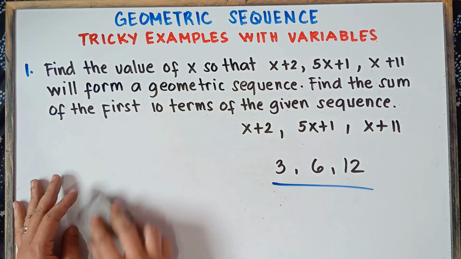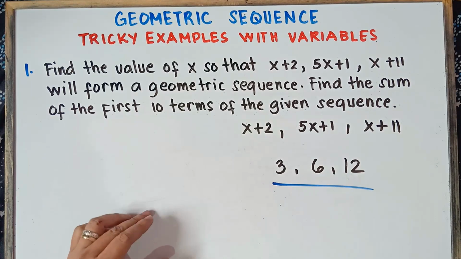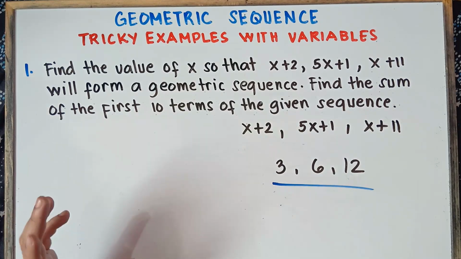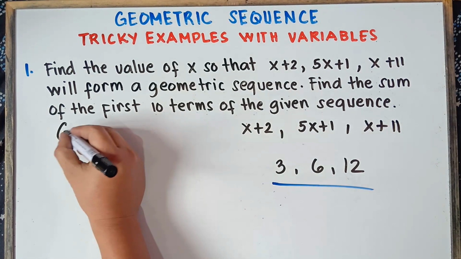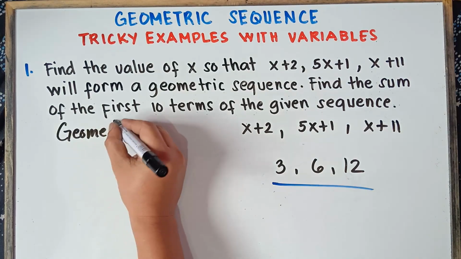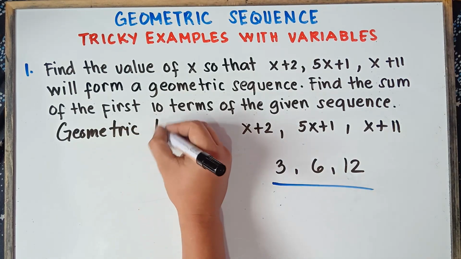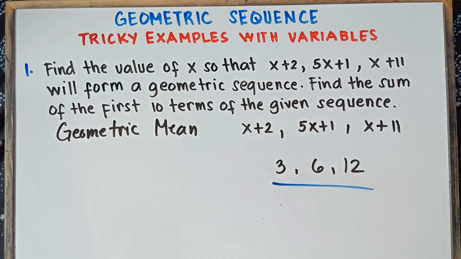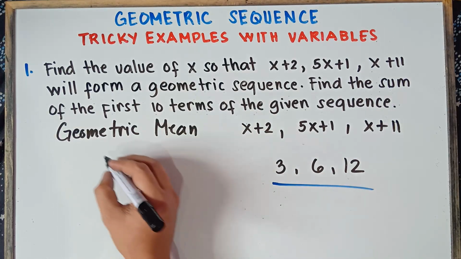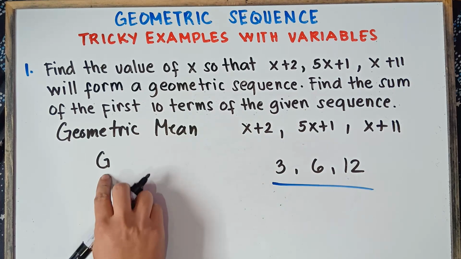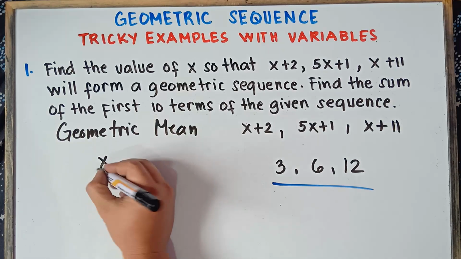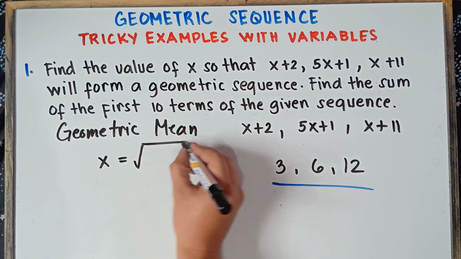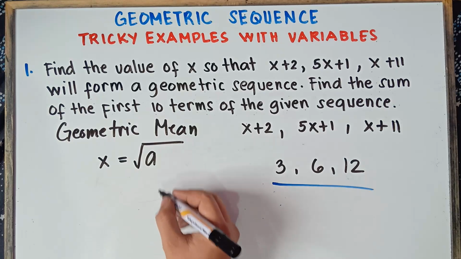Now, to find the value of x, class, we can use the geometric mean formula. Do you still remember the formula, class? So, the geometric mean formula: there would be x, or you can put G, that's okay, class. Geometric mean, or we can put x, it means geometric mean. So geometric mean is equal to the square root of the first term multiplied by the third term.